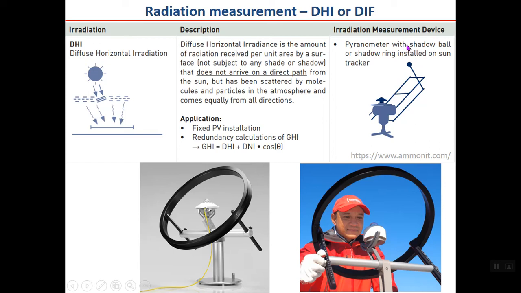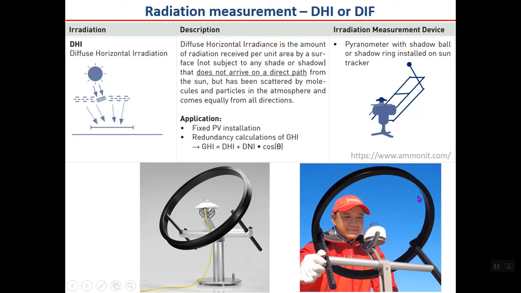In the previous slides, but with a shadow ball or shadow ring. You can either have a shadow ball, like the one you can see here, or a shadow ring, like the ones you can see here. Generally, if a shadow ball is used, then you need a solar tracker also, because the ball should always put a shadow of the sun on the pyranometer, okay?